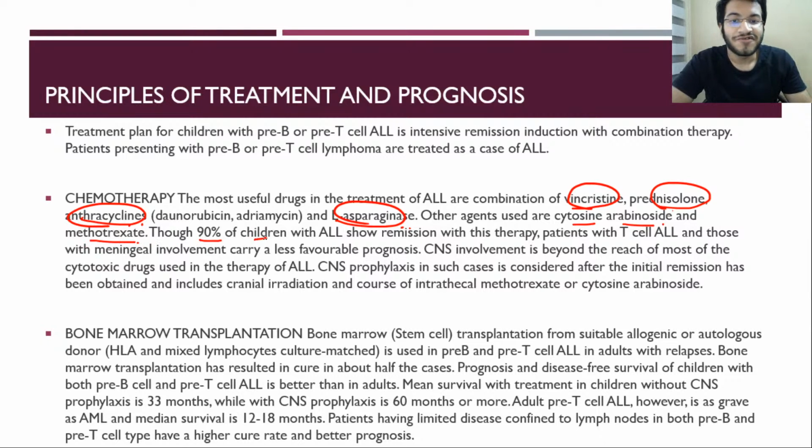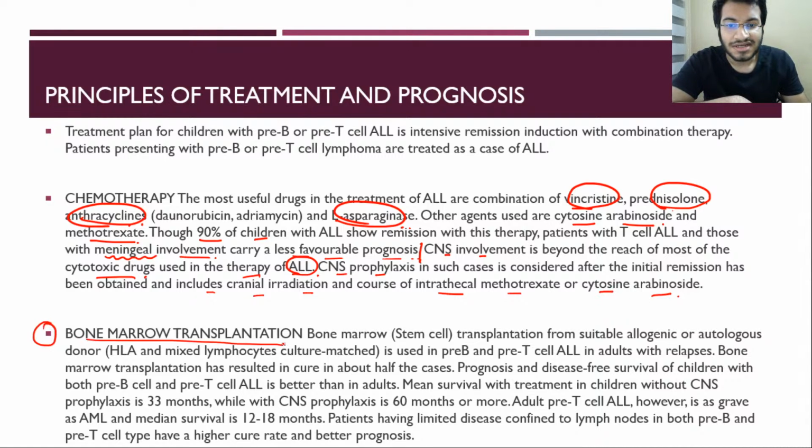Though 90% of children with ALL show remission with this therapy, patients with T cell ALL and those with meningeal involvement carry a less favorable prognosis. So that will have a poor prognosis, like I said earlier. Then CNS involvement is beyond the reach of most of the cytotoxic drugs used in the therapy of ALL. CNS prophylaxis in such cases is considered after the initial remission has been obtained and includes cranial irradiation and a course of intrathecal methotrexate or cytosine arabinoside.